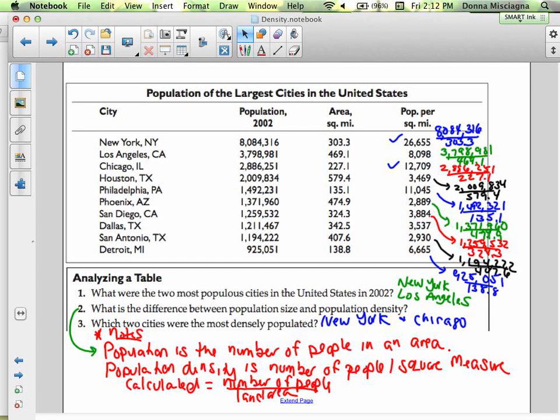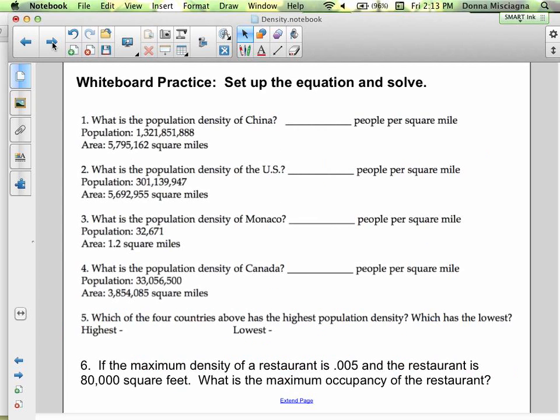Okay? So in class, we will be doing these whiteboard practice problems, and you'll set up the equation and solve.